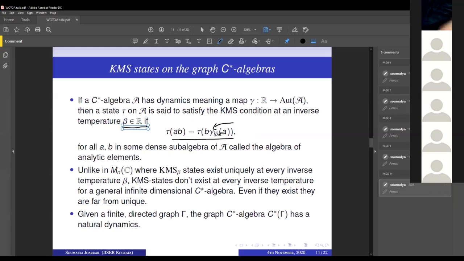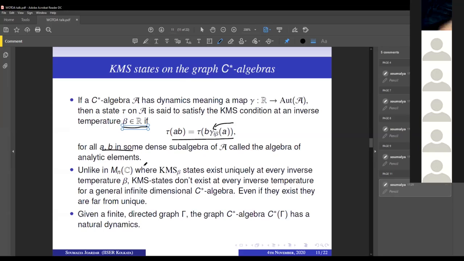Again, this gamma is defined on R initially, but there are technical things going on here. I won't really explain those technical things. You have to have an analytic continuation, then you can talk about such equalities. So this equality should hold. Then we say that this tau satisfies the KMS condition at an inverse temperature beta, where A and B are in some dense subalgebra called the subalgebra of analytic elements. These are technical things, so I won't talk about them.